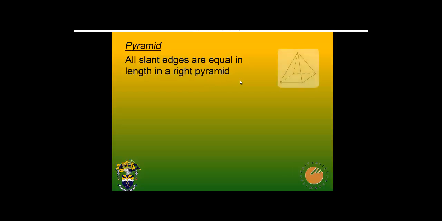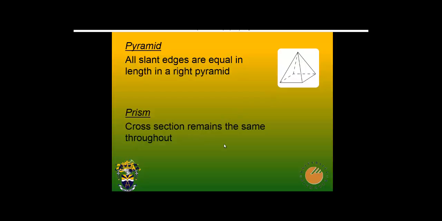A pyramid. All slant edges are equal in length in a right pyramid. A right pyramid is where the vertex or point is directly above the center of the base. The most famous pyramids are those in Egypt, and they're all square-based pyramids like this one. But bear in mind that the base of a pyramid could be any polygon, so a triangle, any quadrilateral, pentagon, hexagon, and so on. A prism has the same cross-section along its entire length.